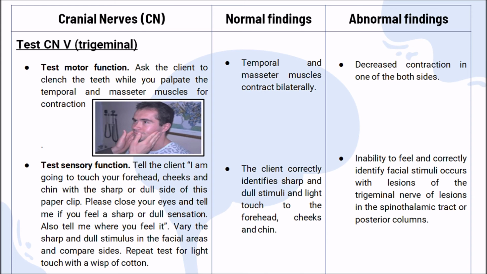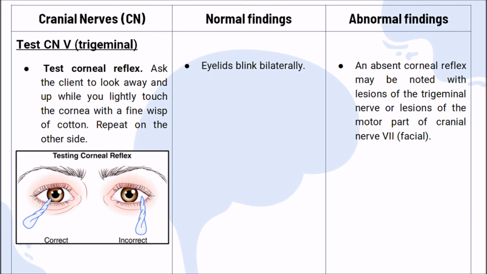Abnormal findings: inability to feel and correctly identify facial stimuli occurs with lesions of the trigeminal nerve, or lesions in the spinothalamic tract or posterior columns. Third instruction: test corneal reflex. Ask the client to look away and up while you lightly touch the cornea with a fine wisp of cotton. Repeat on the other side.